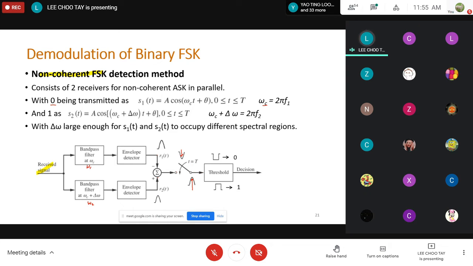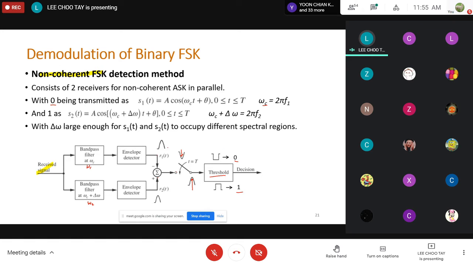through a thresholder over here. If the pulse is negative, that means it's a binary 0 that I receive. And if the pulse is positive, then that means it's a binary 1 that I receive. So again, this is to recover the binary bit information at the receiver.